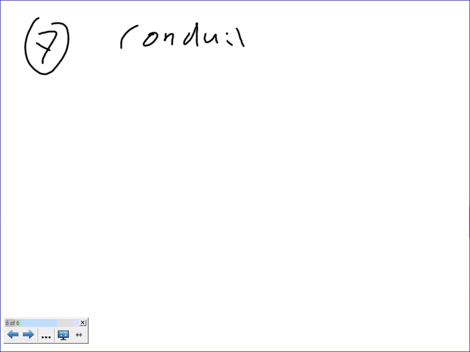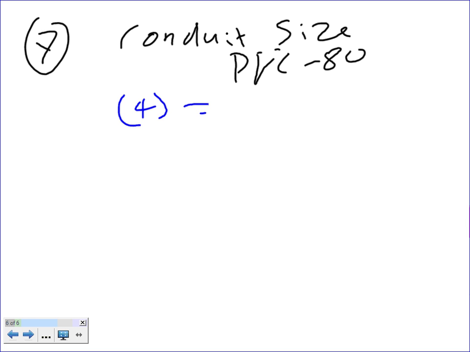Conduit size. Since we are coming underground, I have to tell you what type of conduit. It's a service, so I want to bring it in PVC Schedule 80. Otherwise, you wouldn't be able to do that. And the type is PVC Schedule 80. So let's go. How many conductors do I have, guys? I have 4 conductors. Number 3-aught.